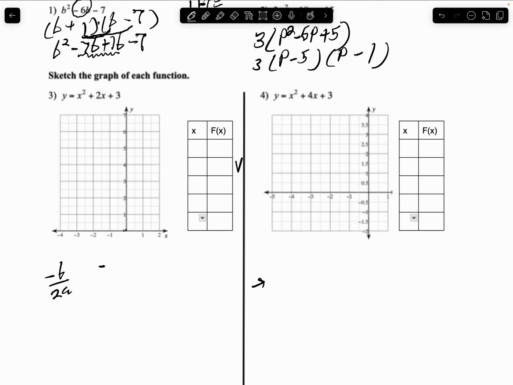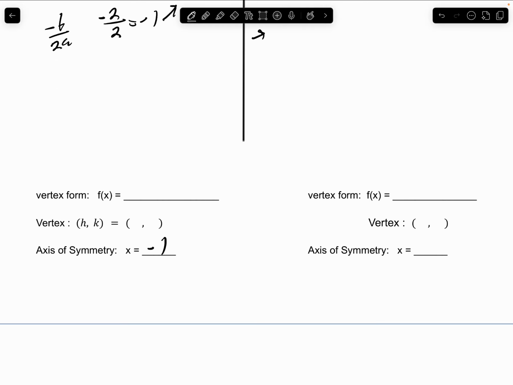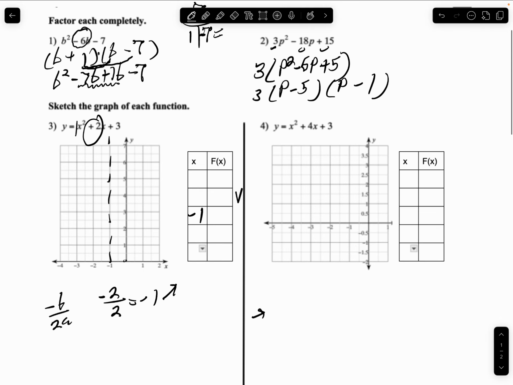So minus b over 2a. Opposite of b is -2. B is this number. Over 2 times a, which is 1. So that gives us -1. That is our x of the vertex. So that means -1 is the axis of symmetry. We could come down here and say x equals -1 for the axis of symmetry. But we need to plug it in to get the y.